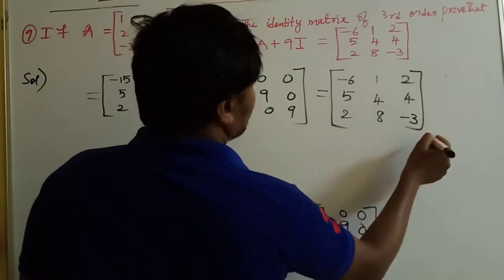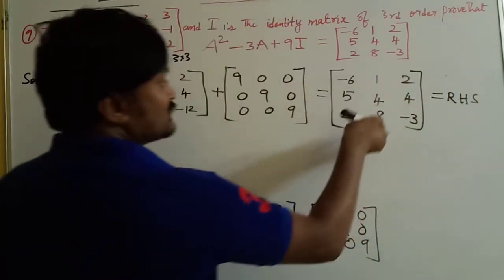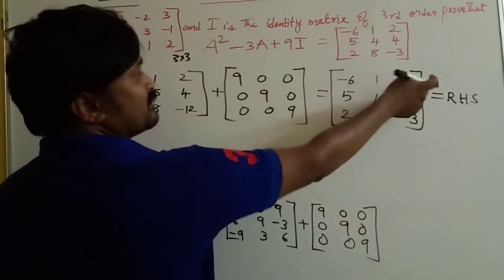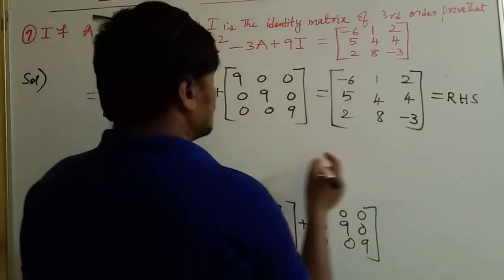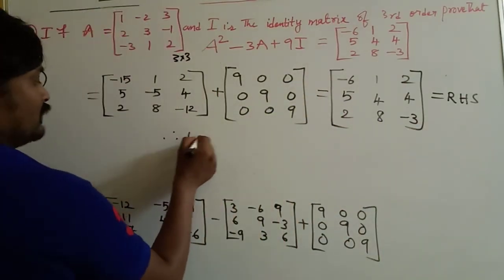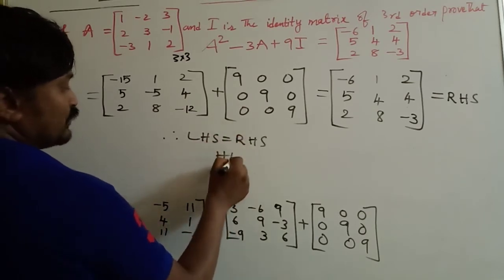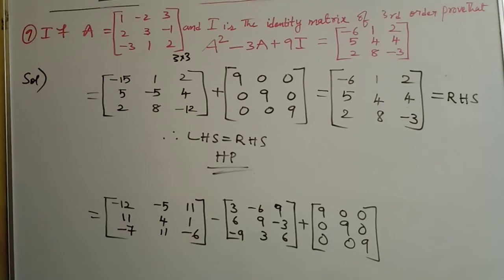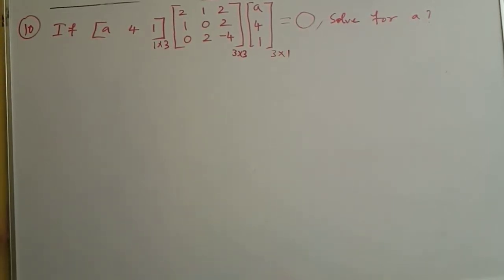So this is equal to your RHS. Once you check RHS, it is correct: minus 6, 1, 2, 5, 4, 4, 2, 8, minus 3. So you got this. So LHS at last, therefore LHS is equal to RHS, hence proved. Understood now? I hope you all understood this 9th problem. Let's move on to the 10th problem now.